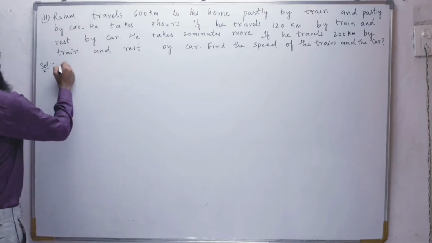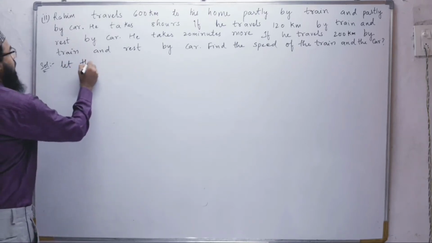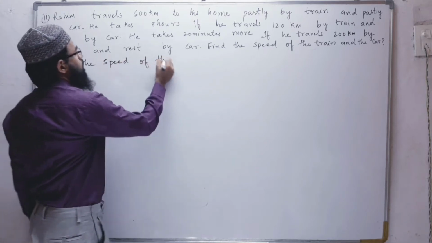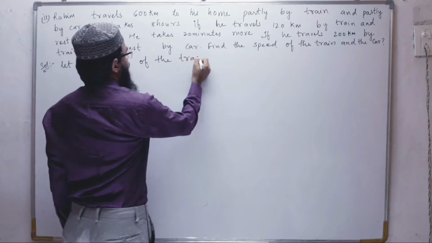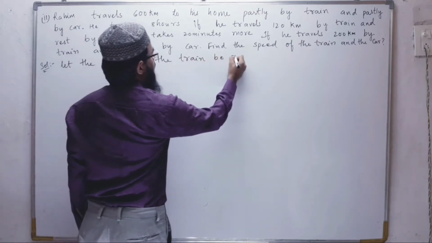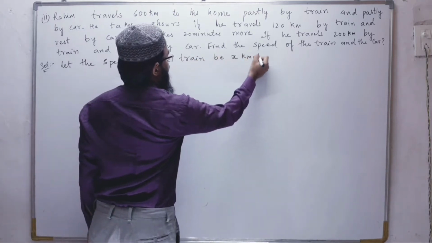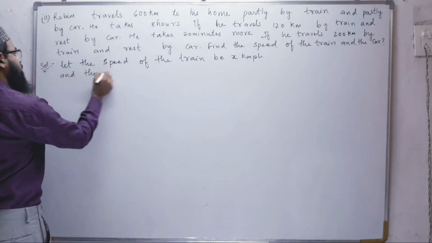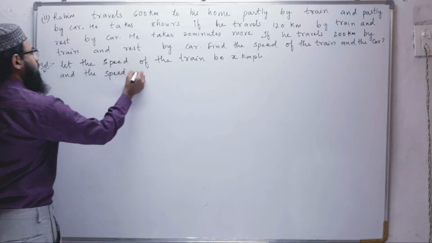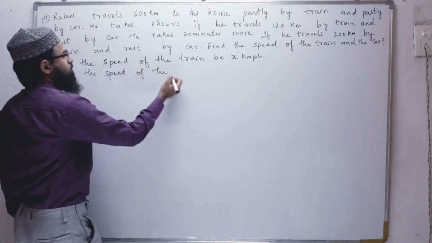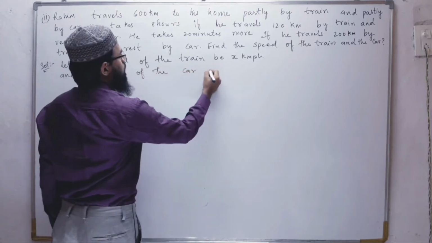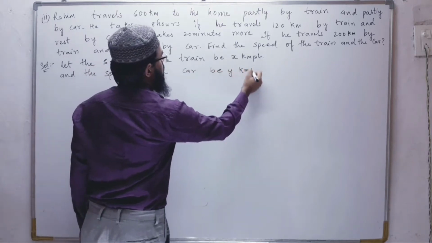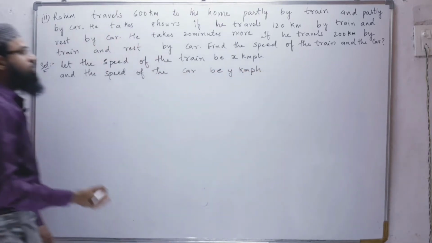So we don't know the speed. So let the speed of the train be x km per hour and the speed of the car be y km per hour.